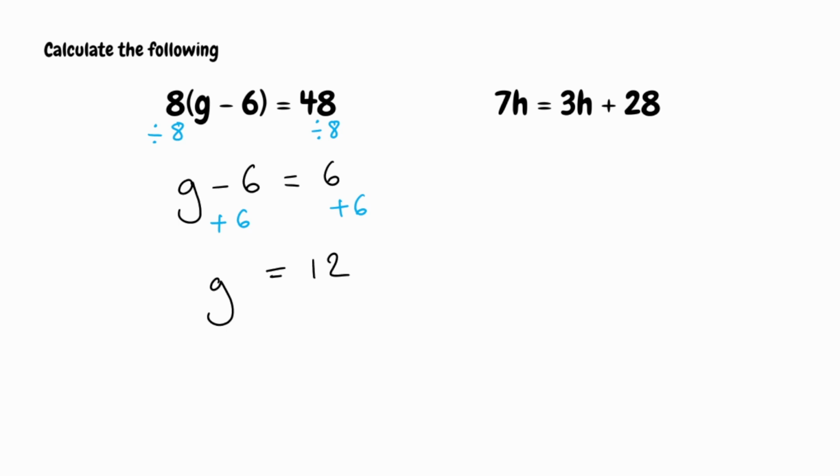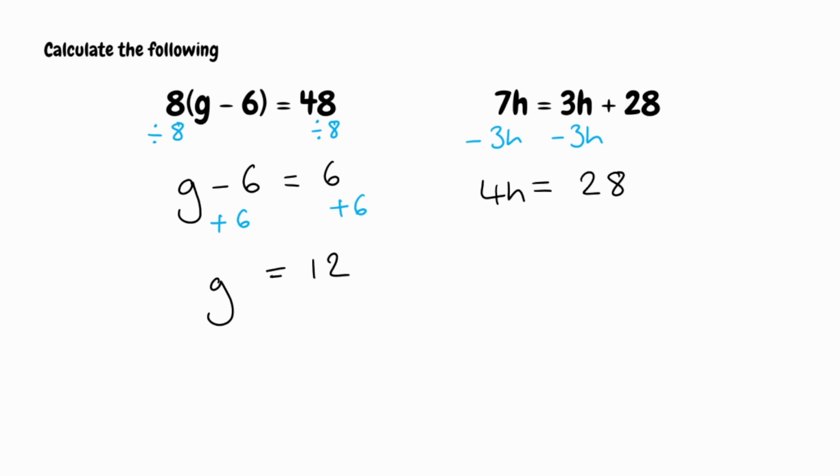So on the right-hand side, to get rid of that 3h, I'm simply going to take away 3h, as 3h take away 3h equals 0. So we're going to get rid of the terms of h on the right-hand side, but I need to remember, because I've taken away 3h on the right-hand side, I also need to take away 3h on the left-hand side to balance the equation. So now on the left-hand side, we've got 7h take away 3h, which gives us 4h. And then on the right-hand side, the coefficients of h have cancelled, leaving us with 28.